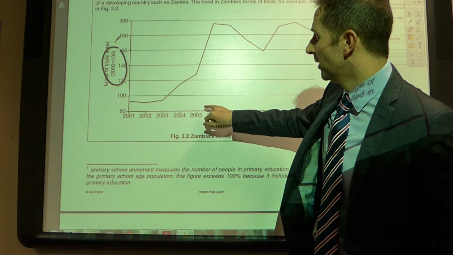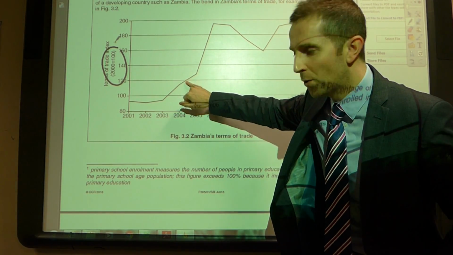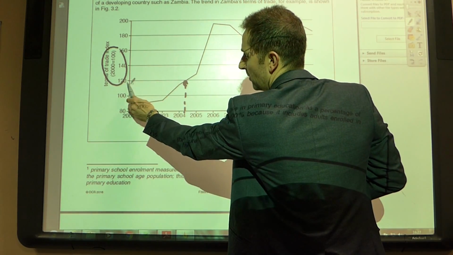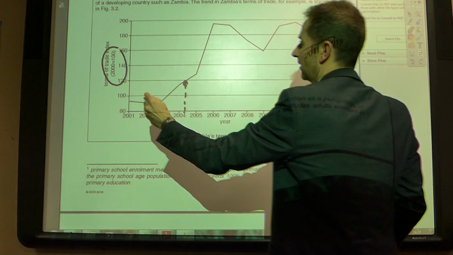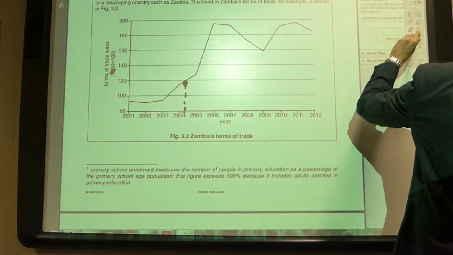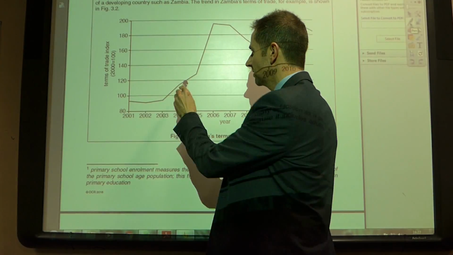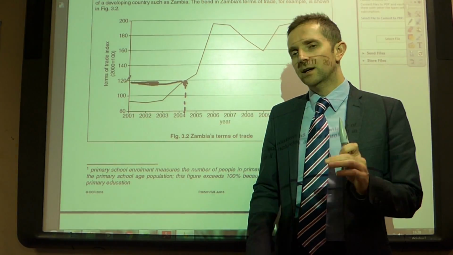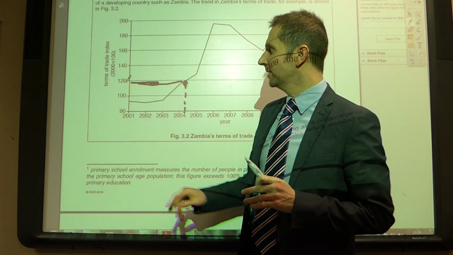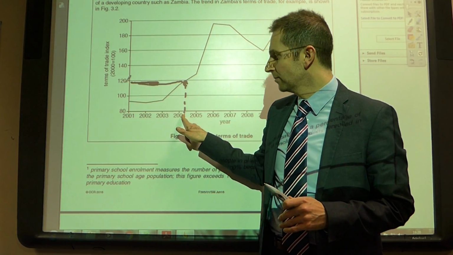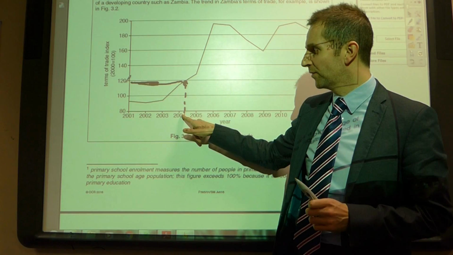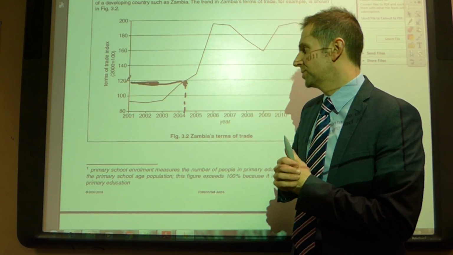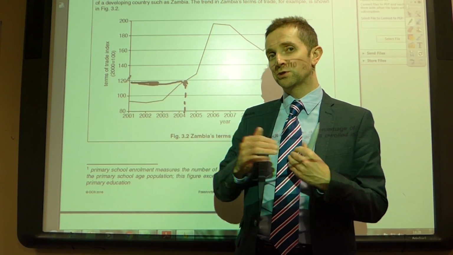If we take, for example, mid-2004 here, let's take a dashed line down from this point. We can see that at this point the value of the index is 120. Now what we can say is that from the year 2000 to part way through 2004, the terms of trade improved by 20%. We can just subtract 100 from 120.